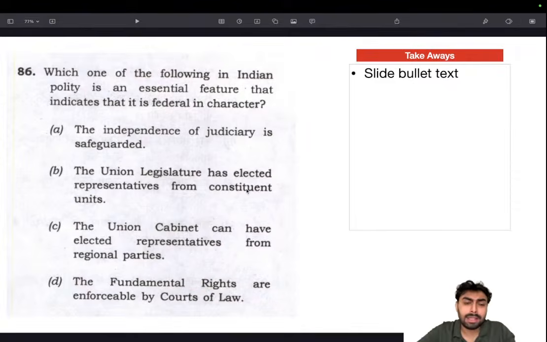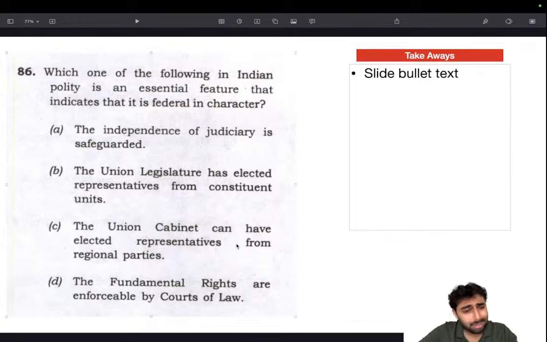Then, Union legislature has elected representatives from constituent units. That's good. Then, the Union cabinet can have elected representatives from regional parties. It is saying that it can have elected representatives from regional parties. It's asking for an essential feature, and at the same time, it says can have representatives. These two statements seem very similar.